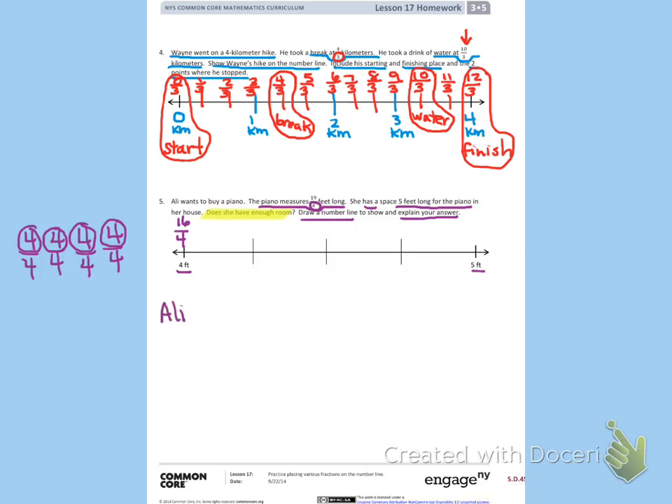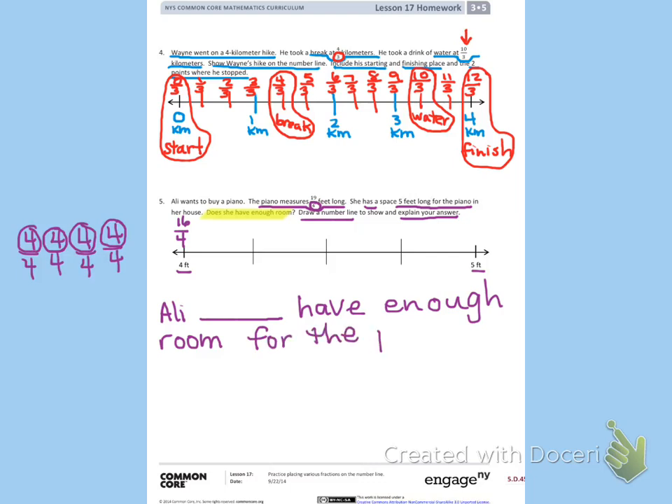Allie does or does not have enough room for the piano. Because blank. Remember, when there's a story problem, we read, draw, write to explain our answer. The rest is up to you. Good luck.